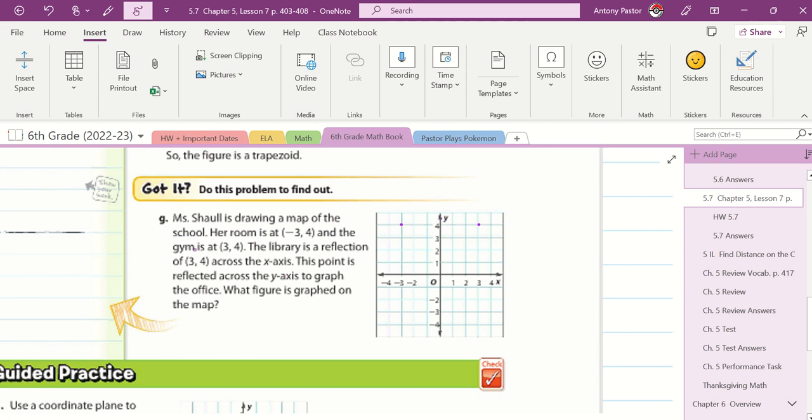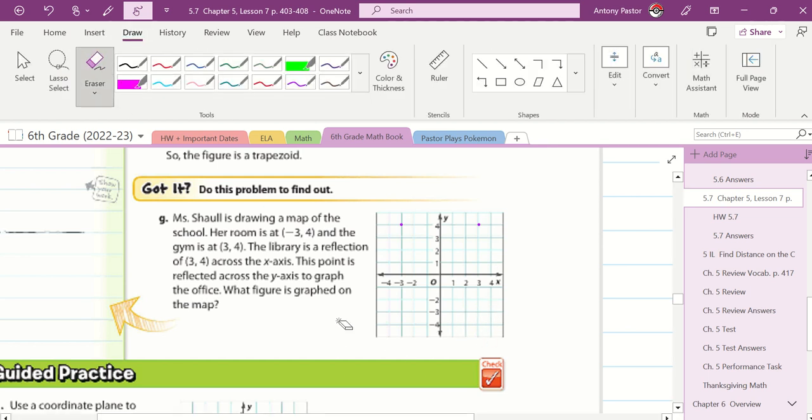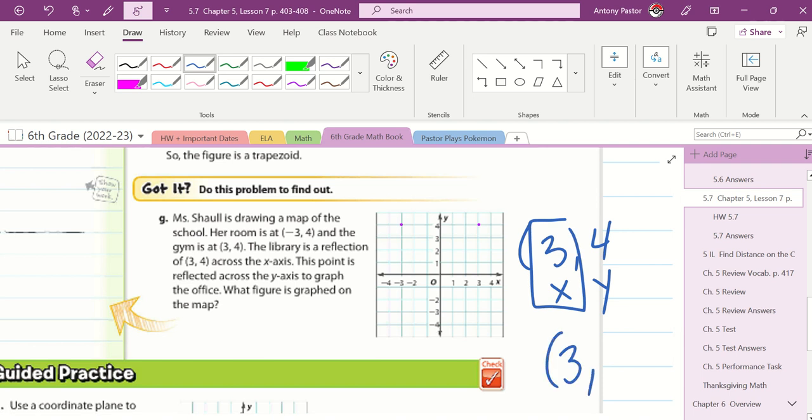Ms. Shaw's drawing a map of her school. Her room is at -3, +4. And the gym is at 3, 4. The library is a reflection of 3, 4 across the x. I read it wrong. Across the x-axis. So it'll be right over here somewhere. So again, the library is a reflection of 3, 4, x and y, across the x-axis, which means our x-coordinate stays the same. It's still 3, and it'll be -4. So it'll be 3 down to -4 right there. And that's where the library will be.